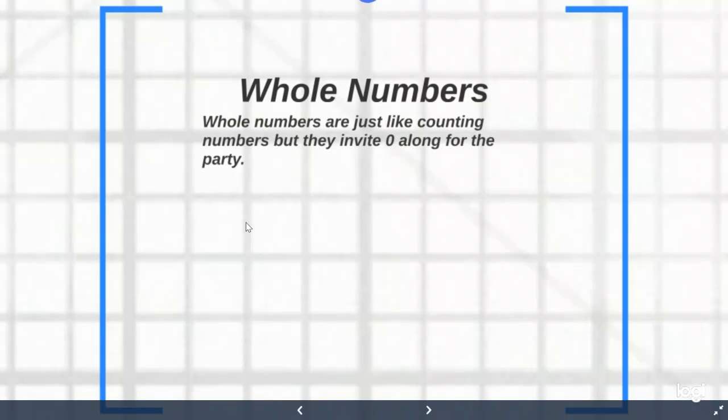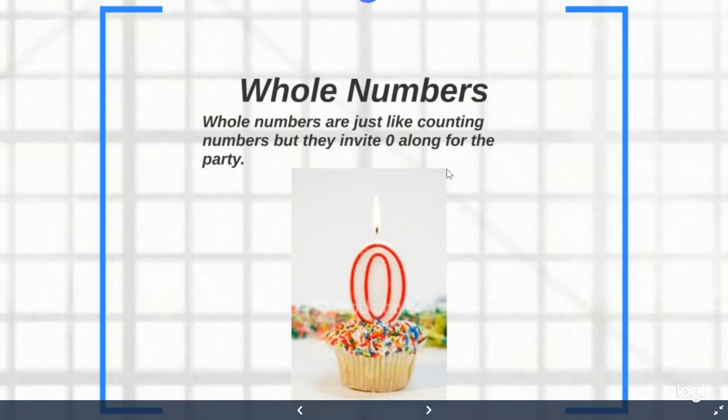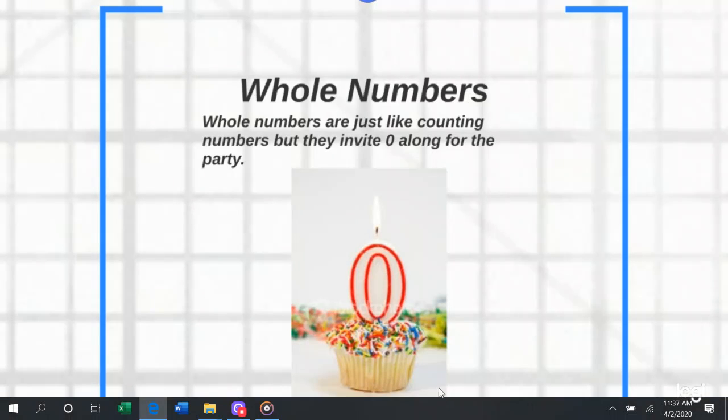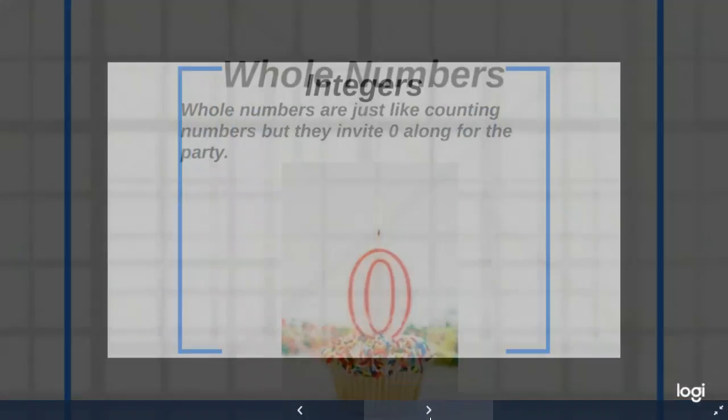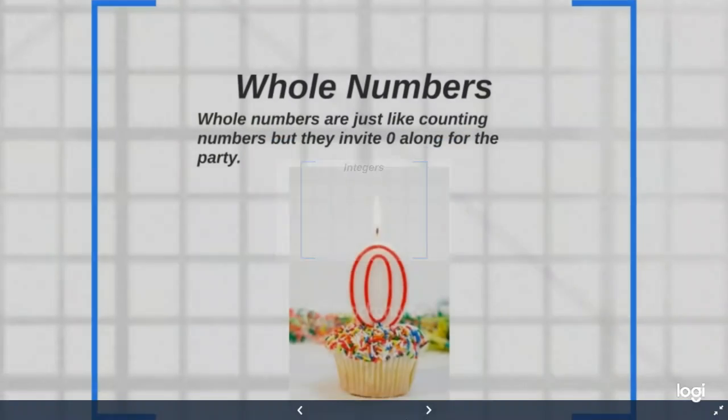Now we have whole numbers. Whole numbers are like counting numbers, but they invite 0 along for the party. And you guys have probably heard me talk about how people argued over the number 0 for almost 1,000 years across the planet as to whether or not it should be a real number. The Greeks didn't think so. The Chinese thought so. The Egyptians were kind of like, maybe, not really. They kind of had a symbol for it, sort of-ish, but they didn't really have an idea of it. So whole numbers include 0. So it's just 0, 1, 2, 3, 4, 5, 6, 7, 8.